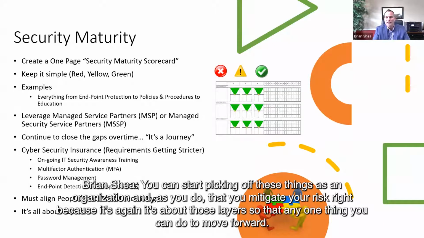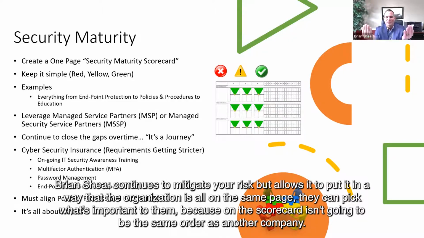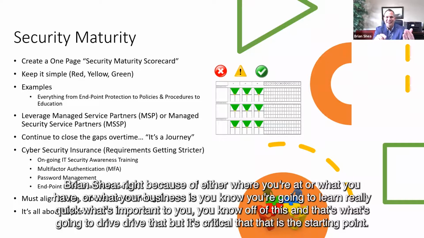And as you do that, you mitigate your risk, right? Because it's about those layers. So that any one thing you can do to move forward continues to mitigate your risk, but allows it to be put in a way that the organization is all on the same page. They can pick what's important to them, because your scorecard isn't going to be in the same order as another company's, right? Because of either where you're at or what you have or what your business is, you're going to learn really quick what's important to you off of this. And that's what's going to drive that.